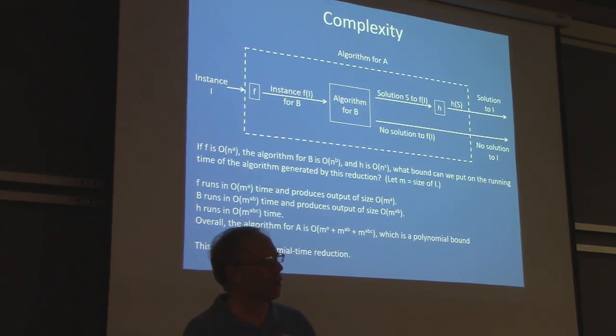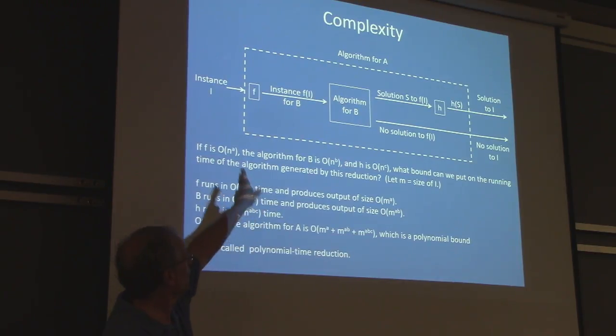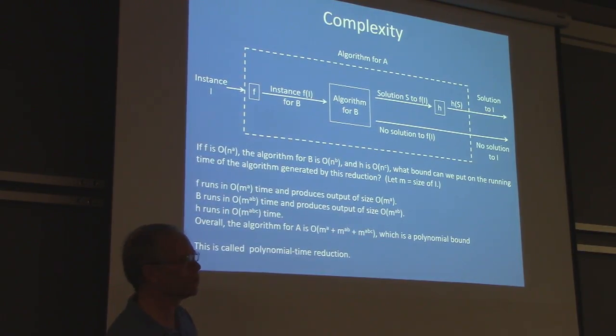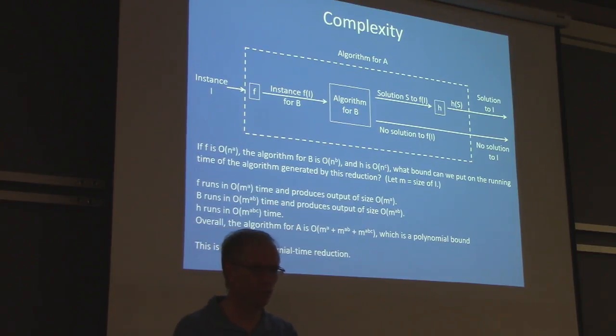Okay, so this is called a polynomial time reduction, when f and the argument for b and the argument for h all run in polynomial time. And that's what we're interested in, polynomial time reductions, fast reductions.